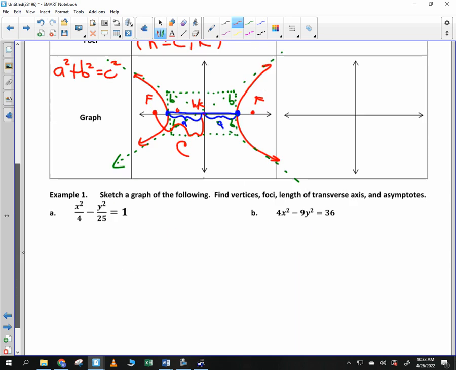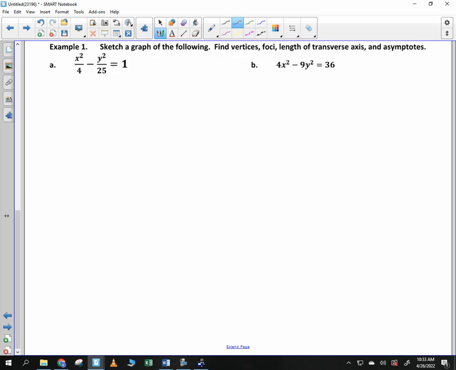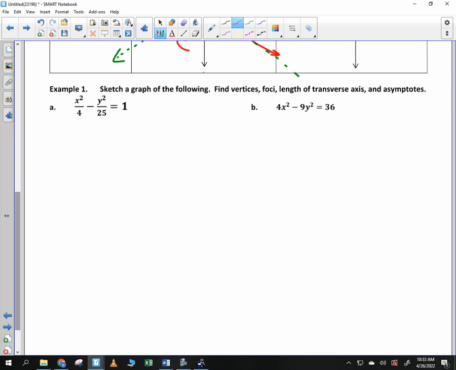Okay, so let's try one example. This is a horizontal hyperbola, and we'll see what's going on. So I've got center, I've got vertices, I've got length of transverse axis, I've got foci, and I've got asymptotes. So I've got those 5 things. Ready to produce? All right.